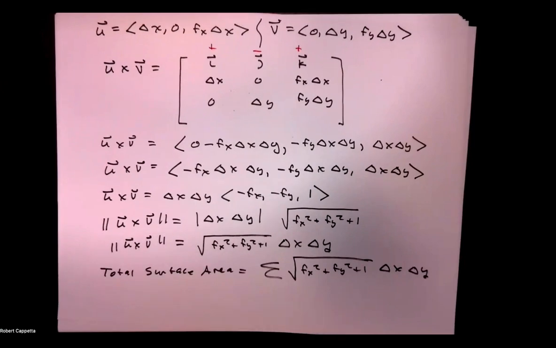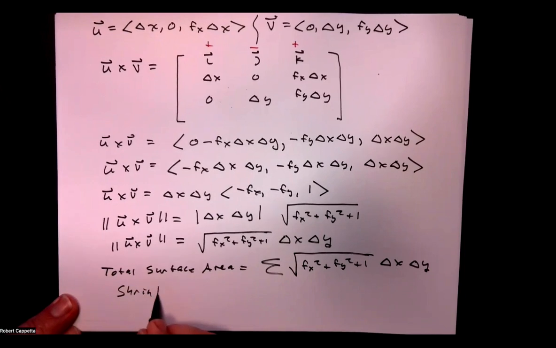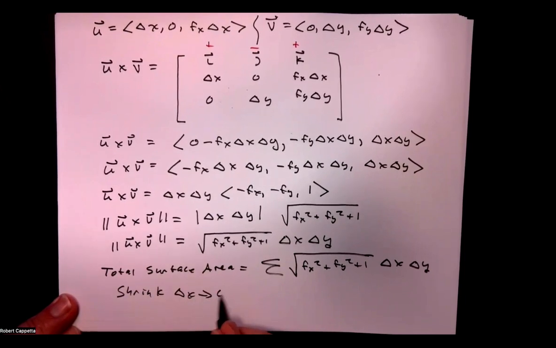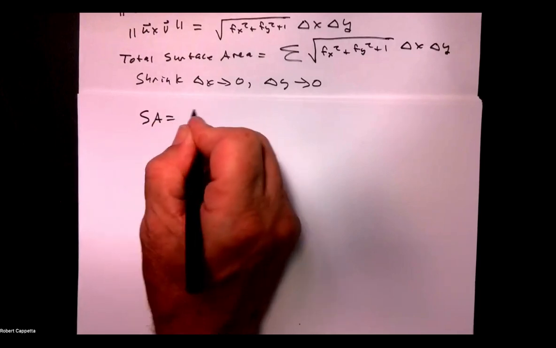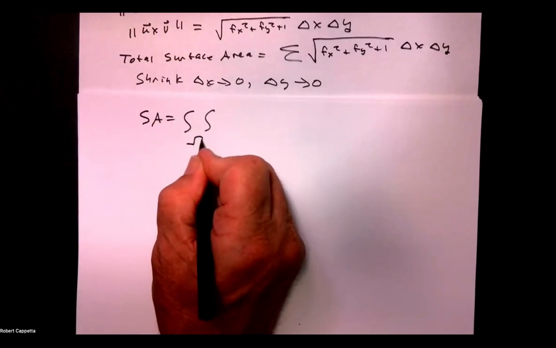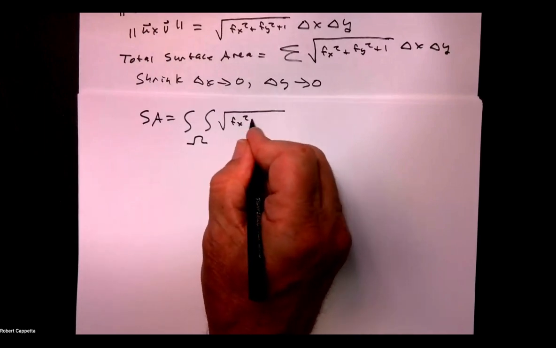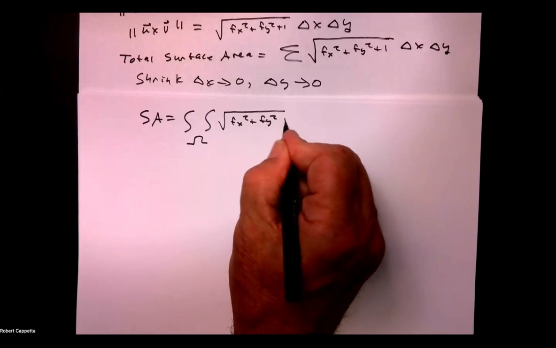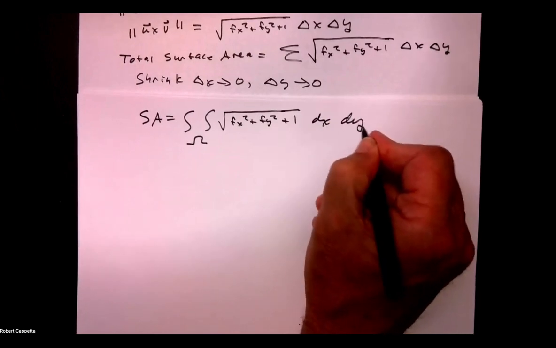Now we have a sum, we would rather use an integral, so this is essentially a Riemann sum. So we shrink delta x and delta y to 0, and that will go ahead and give me an integral. And what will that integral be? Surface area will equal the double integral over our region omega times the square root of f sub x squared plus f sub y squared plus 1, delta x delta y becomes dx dy. So that's our formula.